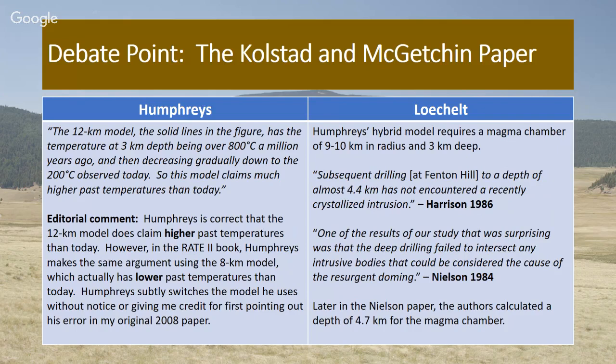Look at these quotes. Subsequent drilling at Fenton Hill to a depth of almost 4.4 kilometers has not encountered a recently crystallized intrusion. So at least at the radius of Fenton Hill, it wasn't found. Now, by the way, Fenton Hill is at about 11 kilometers. So by proposing 9 or 10, he just barely avoids that, but he can't avoid the Nielsen paper. Nielsen did a very exhaustive study of the stratigraphy inside the caldera, Redondo Peak, and that whole thing, and really reviewed all of the well data, trying to reconstruct the underground stratigraphy.